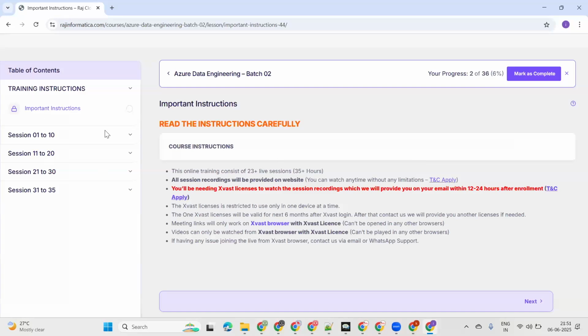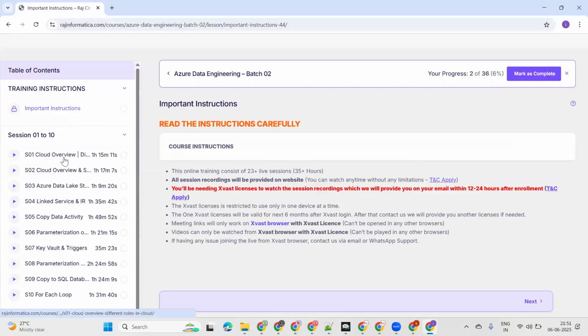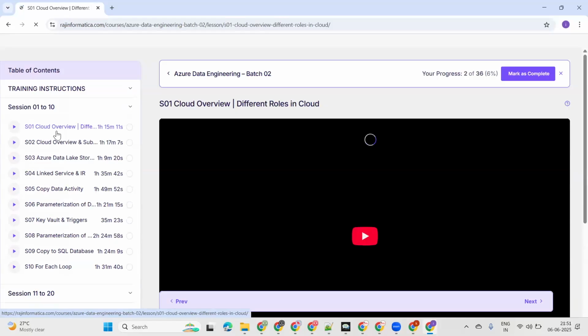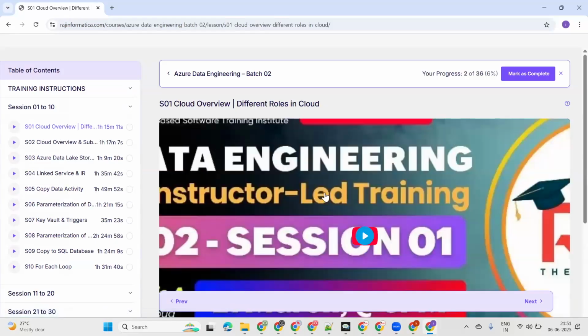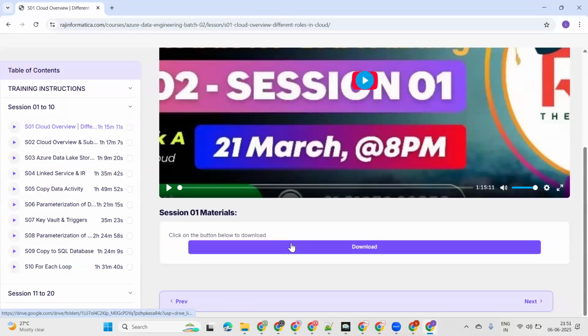See, these are the sessions. Session 1 to 10, 11 to 20, 21 to 30, 31 to 35. If you click on the drop down here, you can see session 1, 2, 3. It was renamed and it clearly gives you the session name and what we'll be covering in this session. You can see here. This is the video. If you scroll down the video, you can see the material also here.